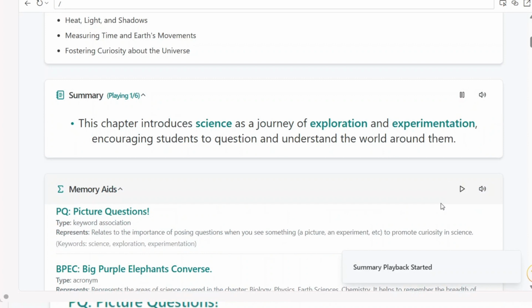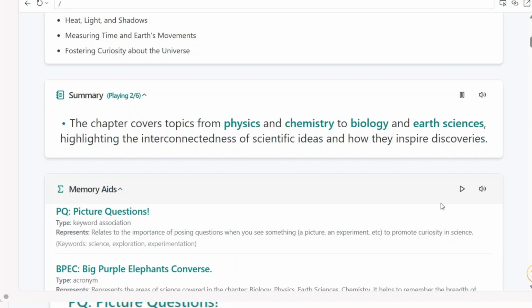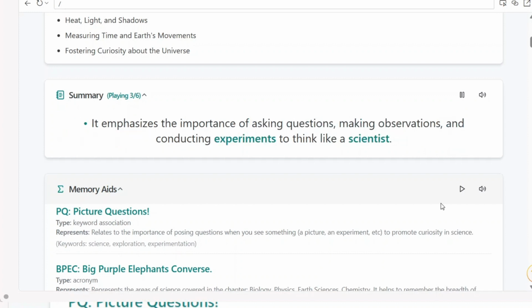This chapter introduces science as a journey of exploration and experimentation, encouraging students to question and understand the world around them. The chapter covers topics from physics and chemistry to biology and earth sciences, highlighting the interconnectedness of scientific ideas and how they inspire discoveries. It emphasizes the importance of asking questions, making observations, and conducting experiments to think like a scientist.